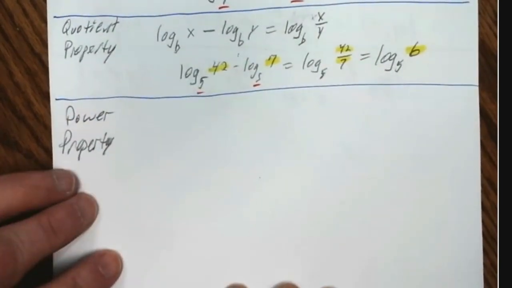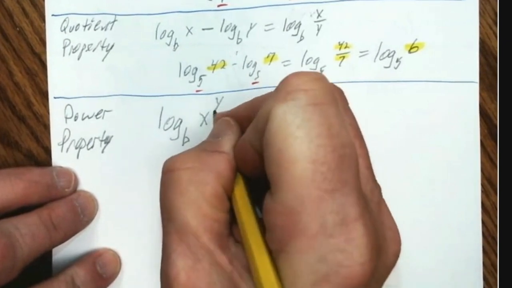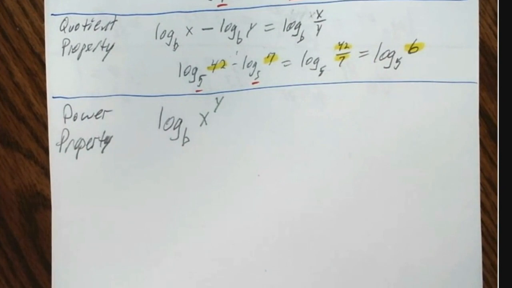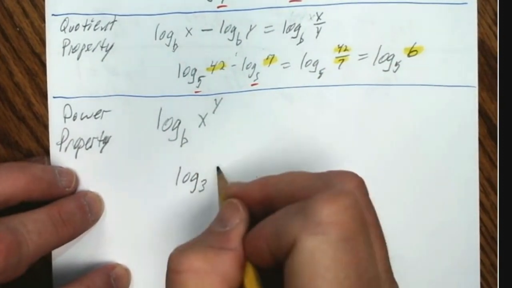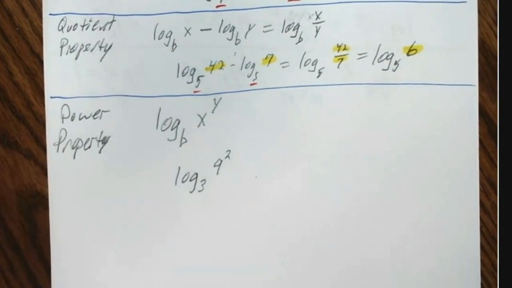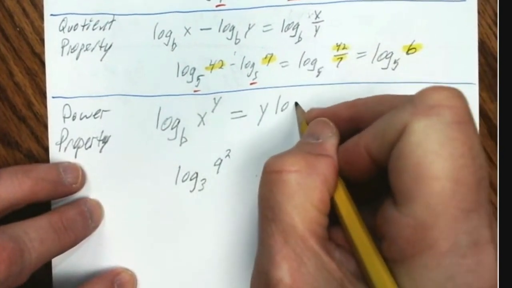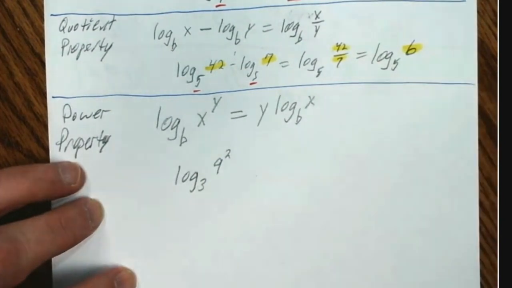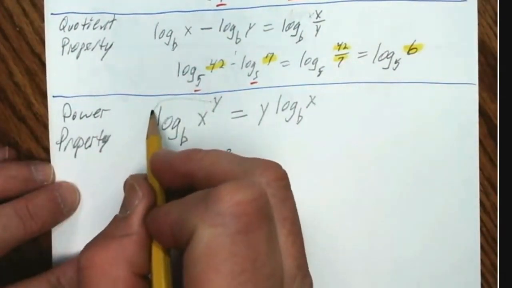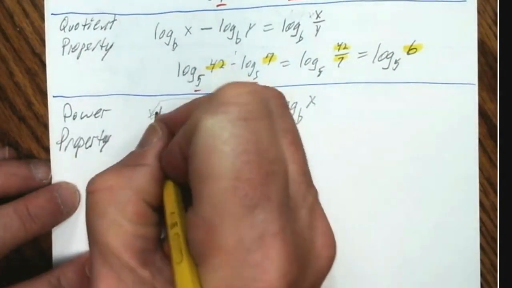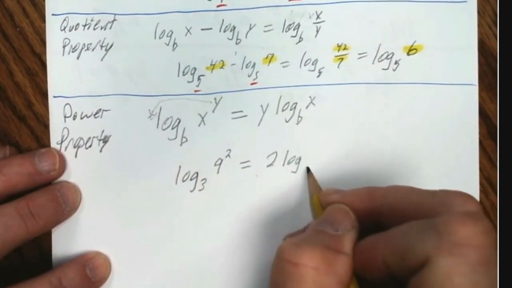Power property. And it says if we have a log base B of X to the Y power, oh, that's a little different. Like, for example, if we have log base 3 of 9 squared, something like that. That means this is the same as Y times log B of X. Oh, so this just moved and went out front. We'll take the exponent and we can move it to the front. So that means this is the same as 2 times log base 3 of 9.